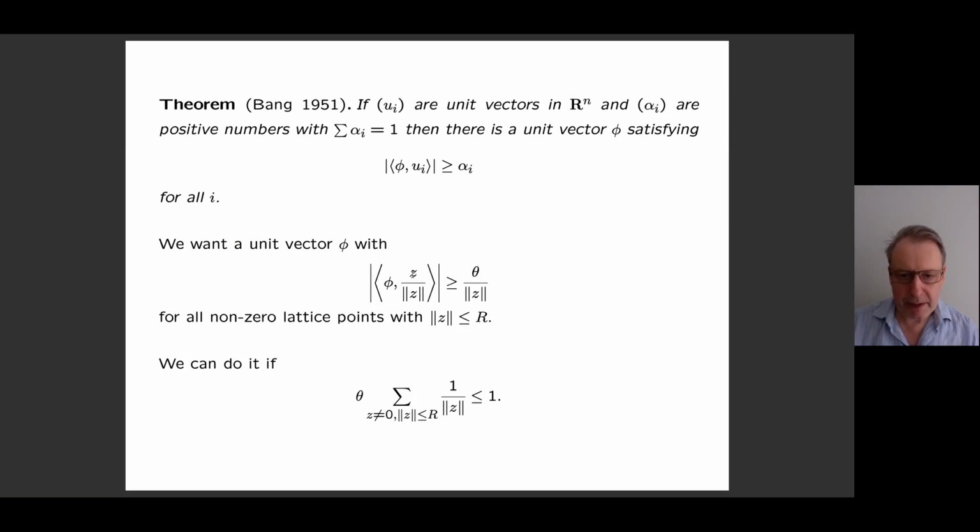but that means the inner product with each of the lattice points is at least theta, but that means the inner product with this unit vector is theta over the length of the vector. So these will be our alphas, one for each lattice point, theta over the length of z. And then we know that there will be a unit vector which achieves this particular value of theta.